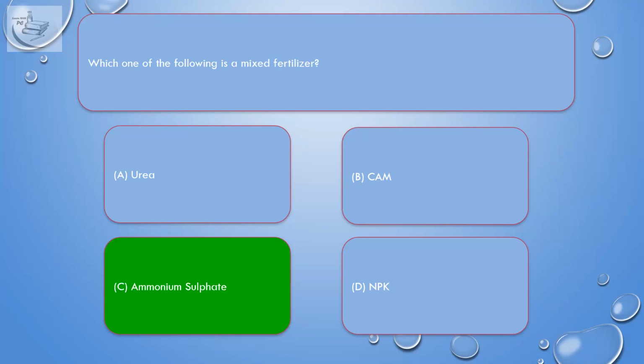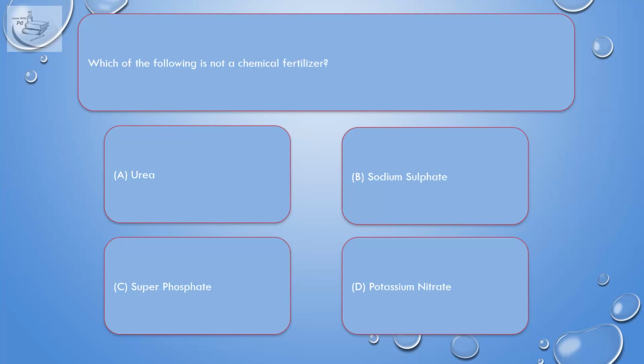Correct answer is C. Ammonium sulfate. Question: which of the following is not a chemical fertilizer? A. Urea. B. Sodium sulfate. C. Superphosphate. D. Potassium nitrate. Correct answer is B. Sodium sulfate.